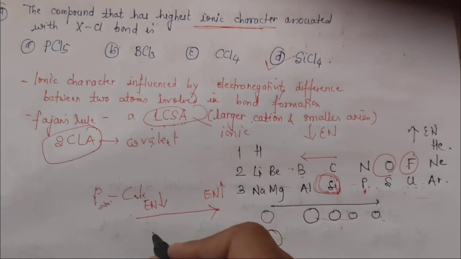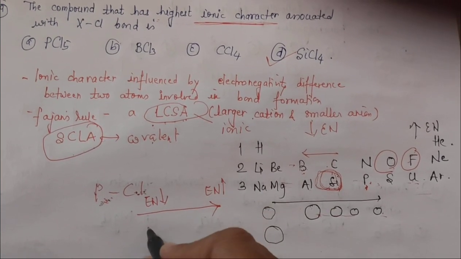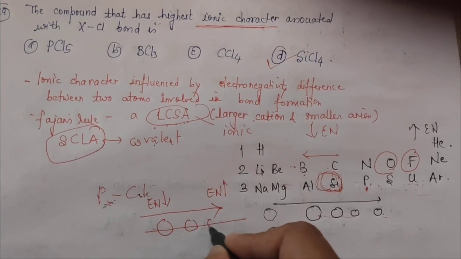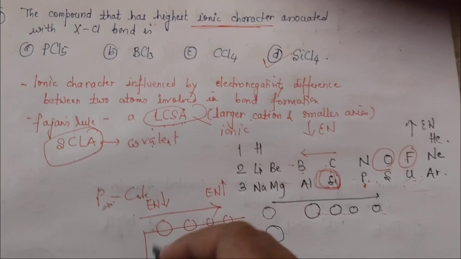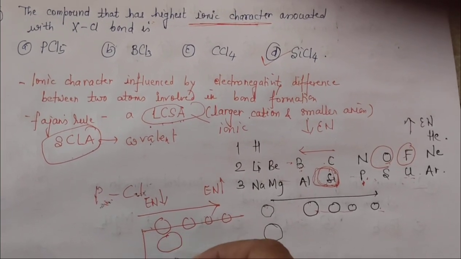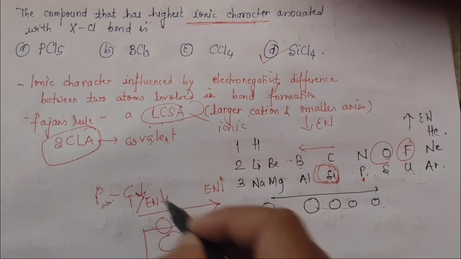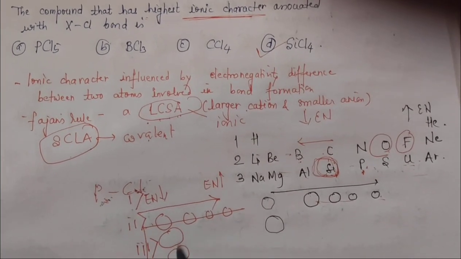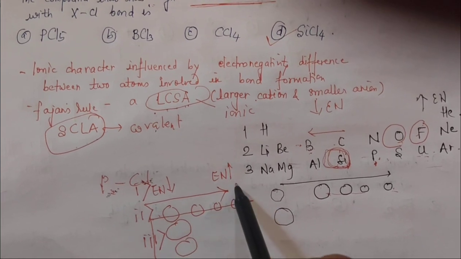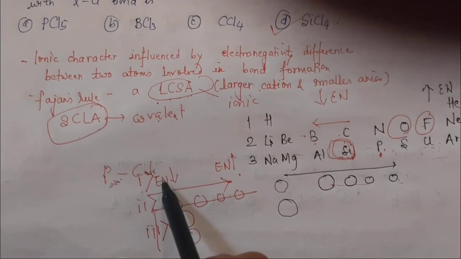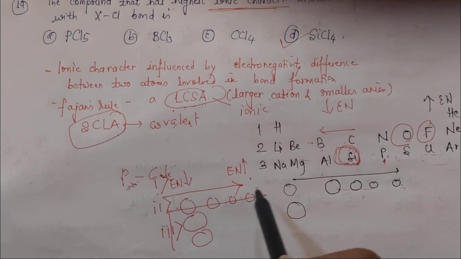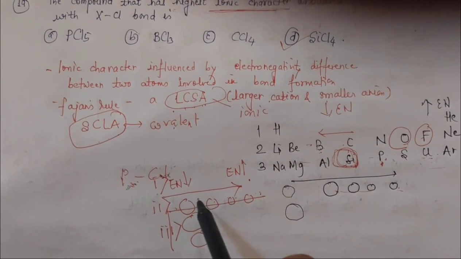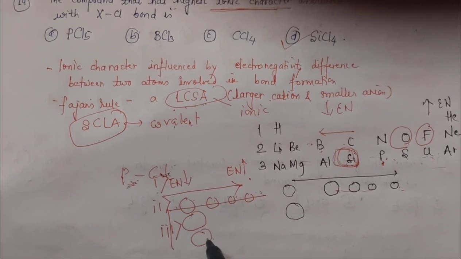For example, the size of the elements in this case: as we go across, the size of these elements goes on decreasing, and as we go down, the size of elements goes on increasing. So this is one point you have to remember, this is the second, and this is the third. Electronegativity on the right is high, electronegativity on the left side of the periodic table is low. Then as we go across the period from left to right, the size of these elements decreases. As we go from top to bottom, the size of the element increases.